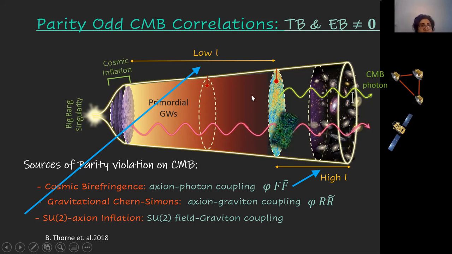Another scenario that can have the same signature is when you have a gravitational Chern-Simons interaction that also has the same effect, but there are several theoretical restrictions on this kind of interaction.